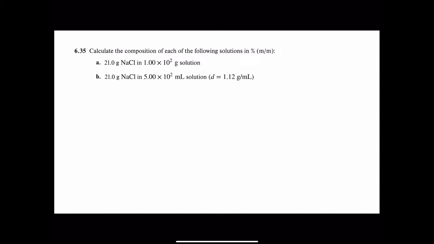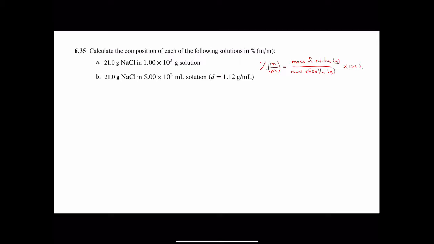Question 6.35 asks us to calculate the composition of each of the following solutions in percent mass over mass. In order to do that, we're going to need the formula for percent mass over mass. So percent mass over mass is going to be the mass of the solute in grams divided by the mass of solution, also in grams, and then we're going to multiply that by 100% to get our percent mass over mass.